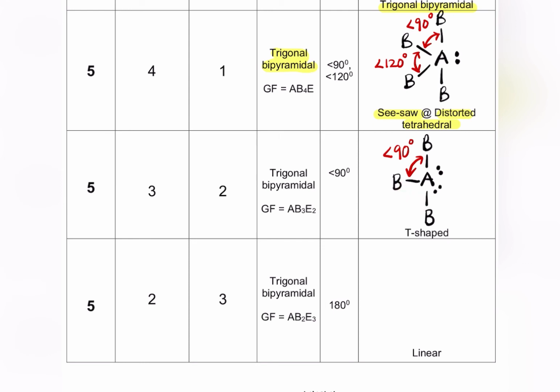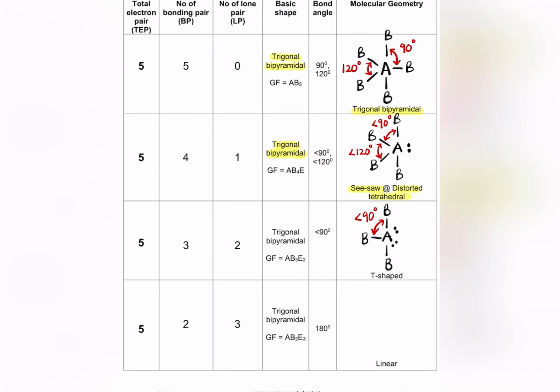Next one, kita go to the last shape. Masih lagi basic yang sama, trigonal bipyramidal due to 5 total electron pairs. But right now we've got 2 bonding pairs, 3 lone pairs. So how to draw this one? As you see here, awak ada 5 bonding pair. So awak akan ganti 3 lone pair, 1 di sini, 1 di sini dan 1 di sini sebagai lone pair.